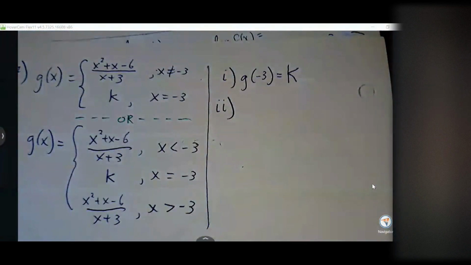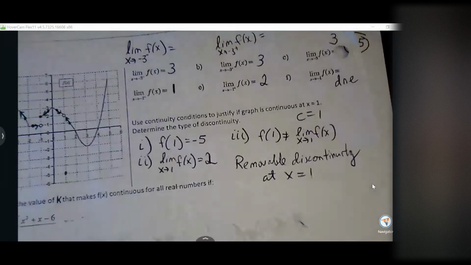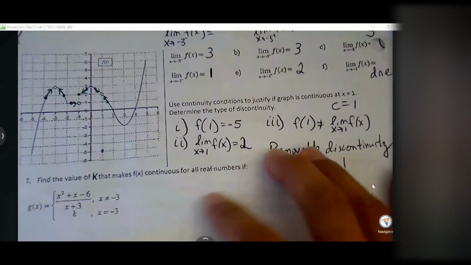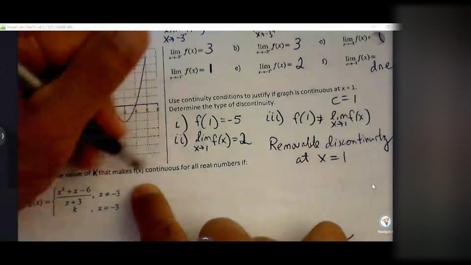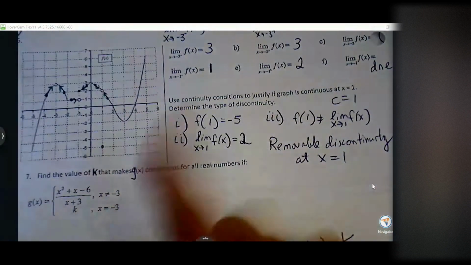We're using f of x. Find the value of k that makes f of x continuous for all real numbers. Yeah, it doesn't matter. And I'm sorry, on the test I don't know why there are different variables here. It should be the same variable. I'll just make it all the same, g. But if you said f, that's fine as well.